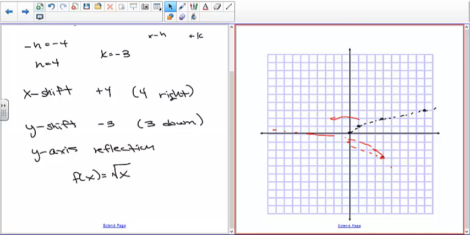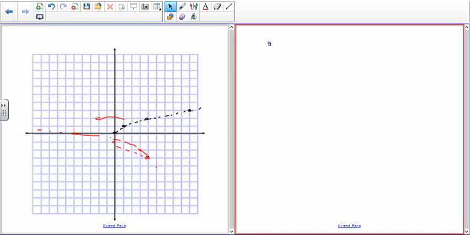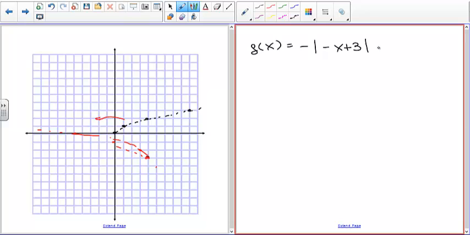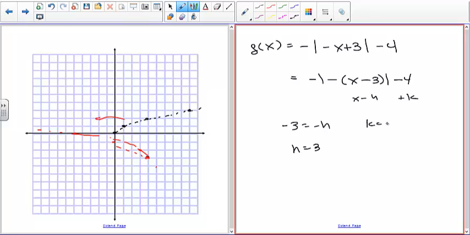Okay, next one. G of x equals negative the absolute value of negative x plus 3 minus 4. Okay, factor out the negative sign inside the argument. Okay, x minus h plus k. So -3 equals negative h, or h equals 3. And here we have k is equal to -4.